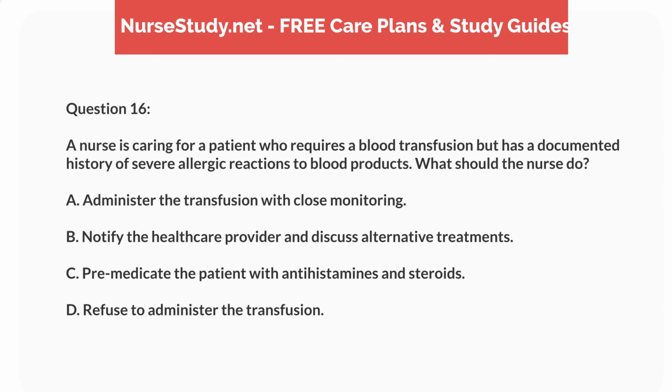Question 16. A nurse is caring for a patient who requires a blood transfusion but has a documented history of severe allergic reactions to blood products. What should the nurse do? A. Administer the transfusion with close monitoring. B. Notify the healthcare provider and discuss alternative treatments. C. Premedicate the patient with antihistamines and steroids. D. Refuse to administer the transfusion.